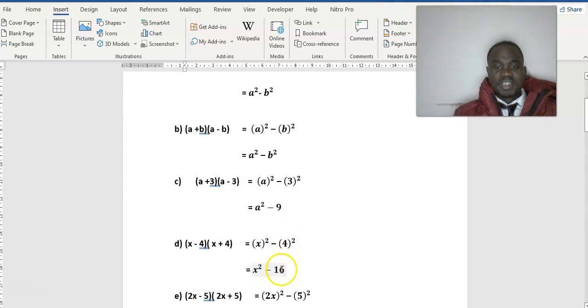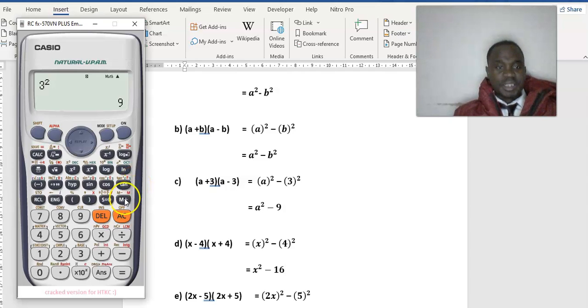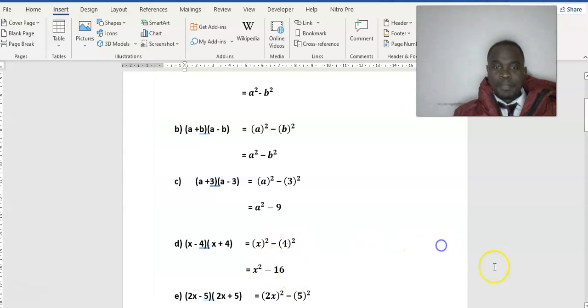4 squared is what? 16. If you are not sure, we press 4 squared. What does it give you? 16. Write your 16 nicely here. Are we together? Okay, let's move on to the next one.